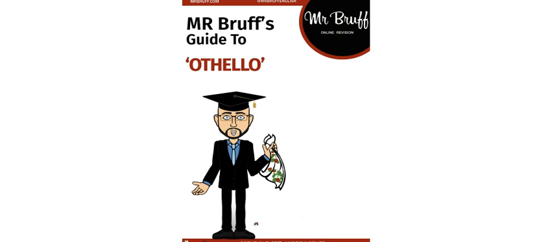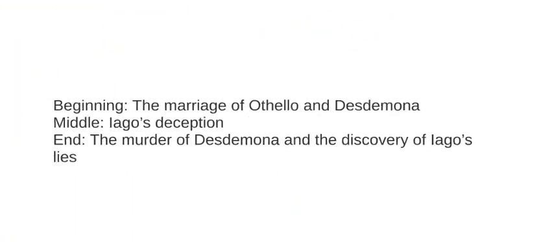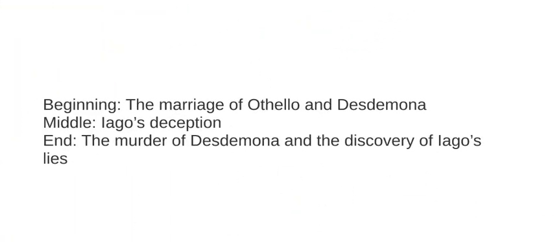So if we look at that as a model then, the beginning, the middle and the end, well, we have the beginning, of course, with the marriage of Othello and Desdemona, the middle is Iago's deception, and the end, spoiler alert, is the murder of Desdemona and the discovery of Iago's lies.